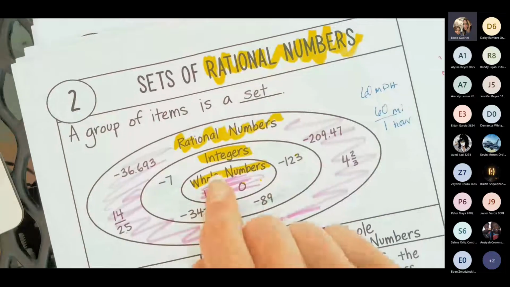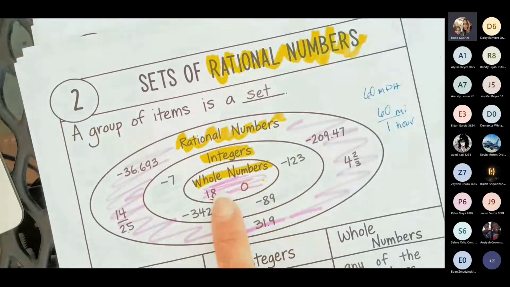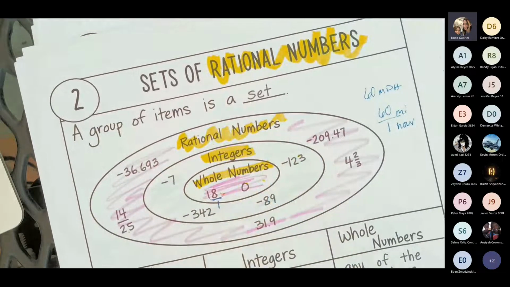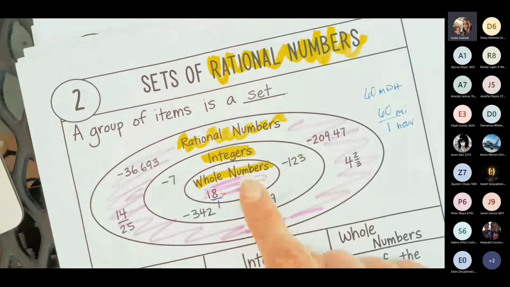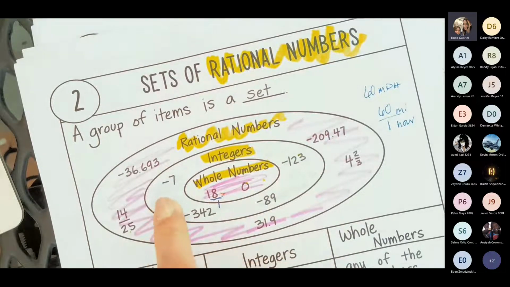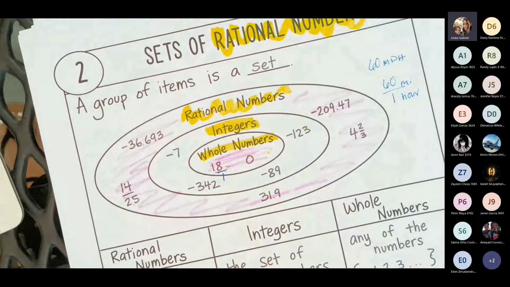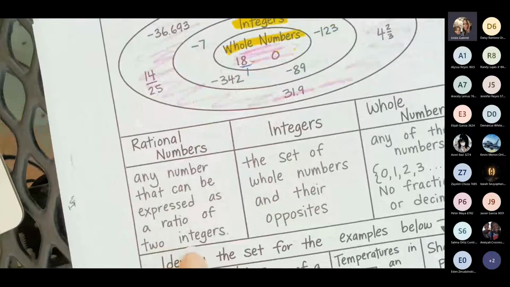But our rational numbers, that encompasses our whole numbers, right? And our integers. Integers mean that we have whole numbers, but we also have the negative versions of our whole numbers. And then rational numbers are any number that can be expressed as a ratio of 2 integers.